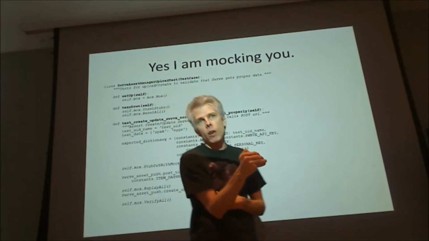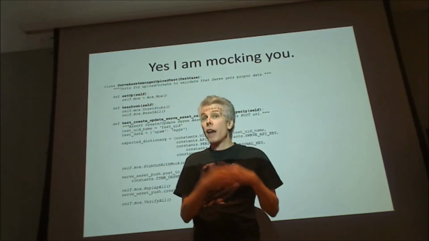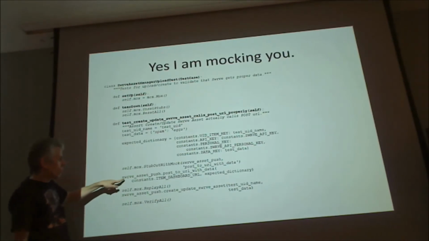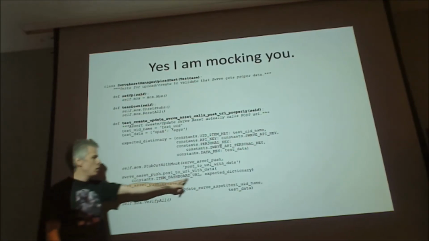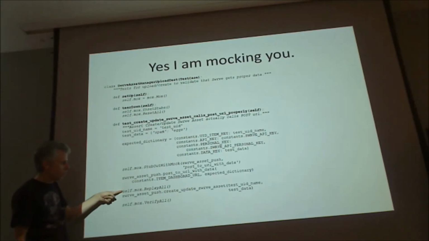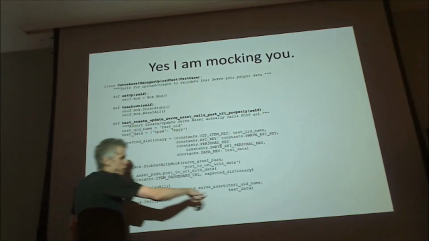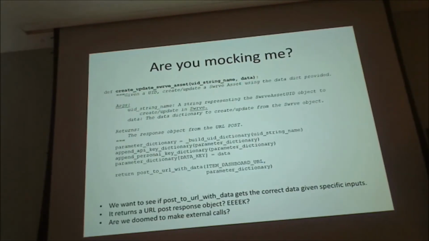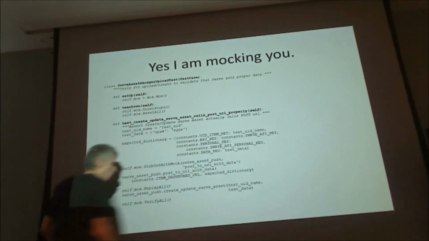Exactly like that, except on steroids, because I can tell how many times that was called. I can tell what it was passed. I can even tell it what to give back. So I stub it out. So here we are, post URL with data, and here's what I expect it to use: dashboard URL and expected dictionary. And then I say replay all, which turns on all my mocks, and then I make the call. Create update swerve asset, which is the name of that function if you go back. So I call it.